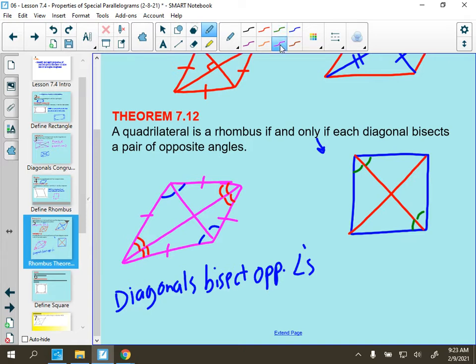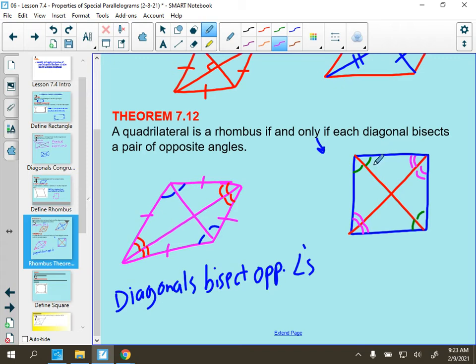And then I get that other set of markings, that congruent to that congruent to that. That right there is all I need to see to know that the figure we're talking about has got to be a rhombus. Which is kind of cool. You don't have to know anything about the side lengths here. You don't have to know perpendicular.